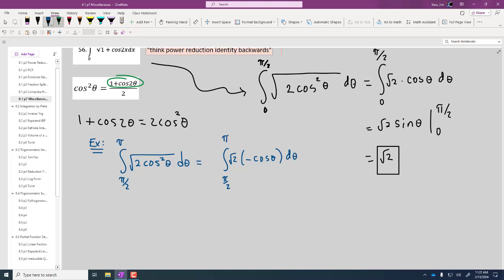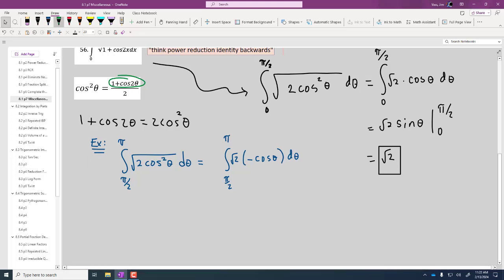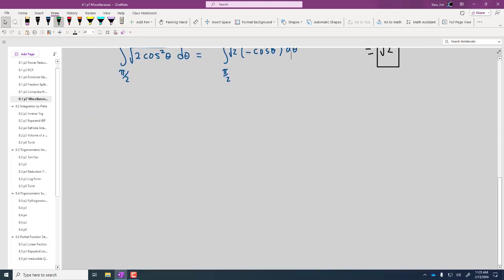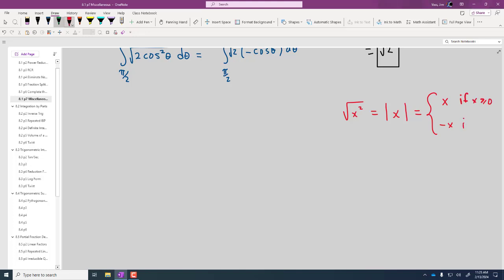Because the square root of x squared is not always x. Let's write it up here. The square root of x squared is not always x. The square root of x squared is the absolute value of x, which is a piecewise defined function, equal to x if x is greater than or equal to 0, and it's equal to negative x if x is negative.